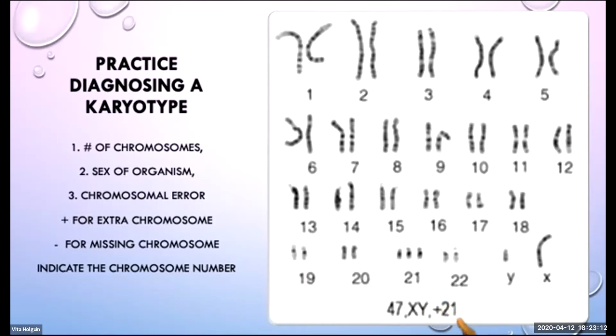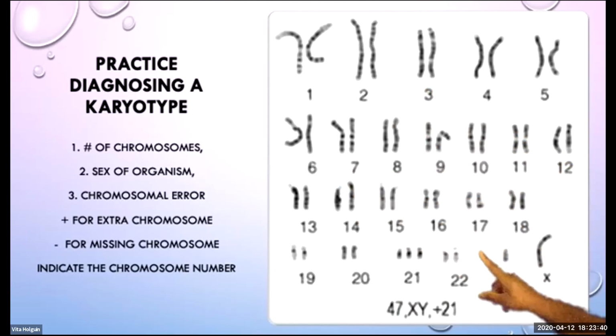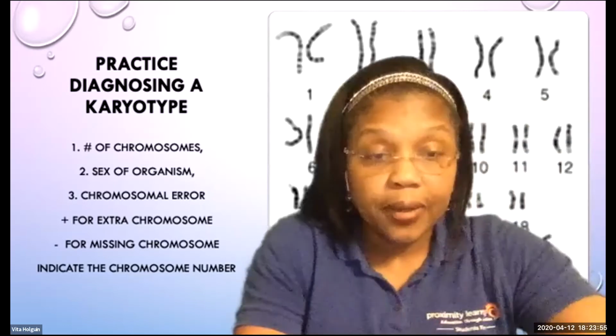Next one. If an error has occurred, you need to indicate that error in the 3rd position. You use a plus sign for an extra chromosome, or you use a minus sign for a missing chromosome. In this particular case, this child has an extra 21st chromosome. So I put a plus because it's extra. I put 21 because it occurred at the 21st chromosome. It didn't happen at number 3. It's not at 7. It's not at 17. No, it's at 21. Hence, it's plus 21. So the diagnosis for this karyotype is 47, XY, plus 21. Let's try another one.